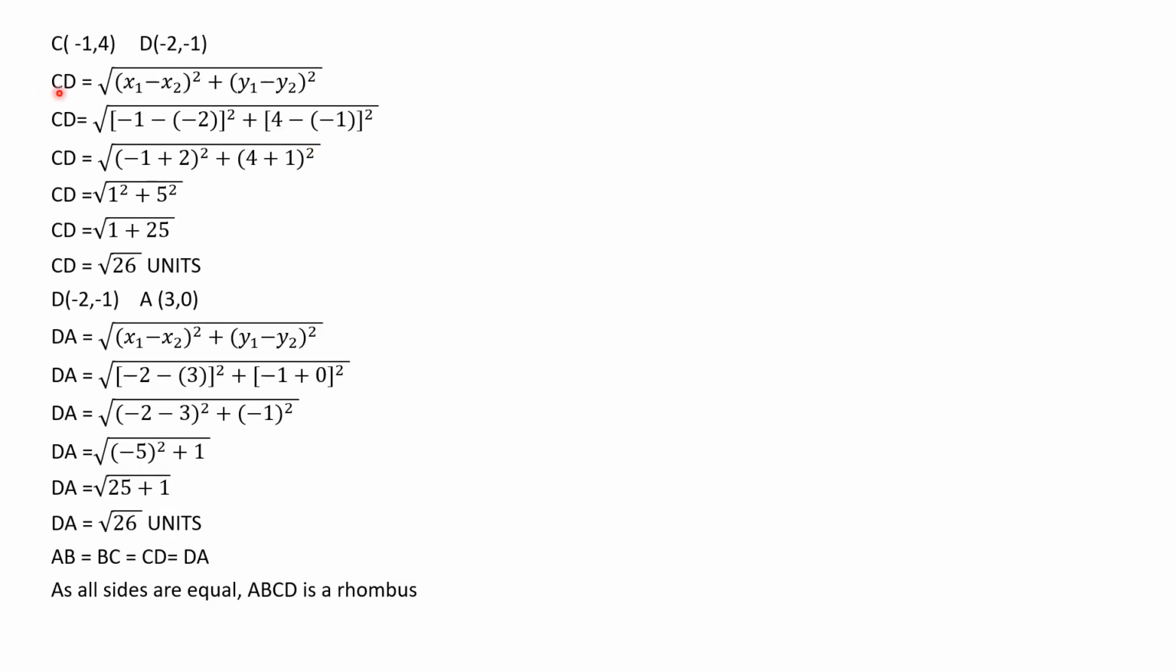And you take CD: minus 1 comma 4 and minus 2 comma minus 1. Here x1 is minus 1, x2 is minus 2, y1 is 4, y2 is minus 1. If you apply it in the formula square root of x1 minus x2 the whole square plus y1 minus y2 the whole square, again you will get CD equal to root 26. In the same way DA, if you take, you will get root 26. If all sides of a quadrilateral are equal, here you see AB equal to BC equal to CD equal to DA, then it is a rhombus. ABCD is a rhombus.